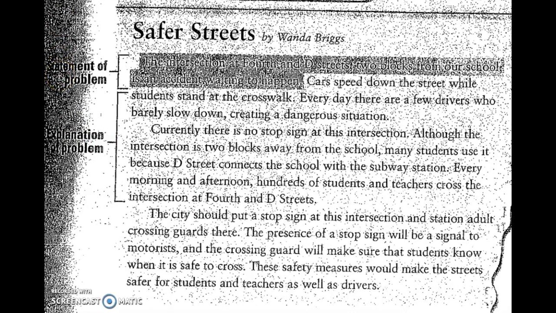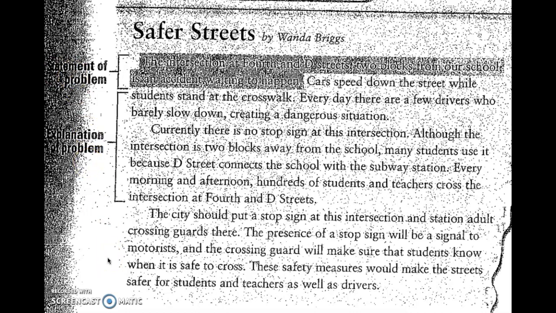Statement of the problem. The intersection at 4th and D Street, 2 blocks from our school, is an accident waiting to happen. Cars speed down the street while students stand at the crosswalk. Every day there are few drivers who barely slow down, creating a dangerous situation. Currently, there is no stop sign at this intersection. Although the intersection is 2 blocks away from the school, many students use it because D Street connects the school with the subway station. Every morning and afternoon, hundreds of students and teachers cross the intersection at 4th and D Streets. So there is our statement of the problem and explanation of the problem.